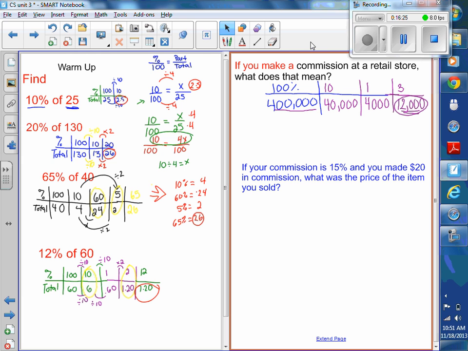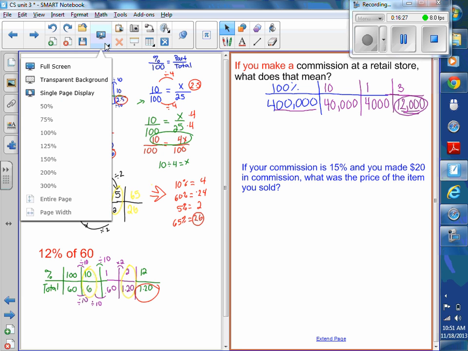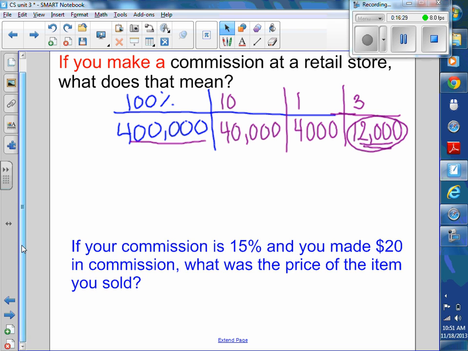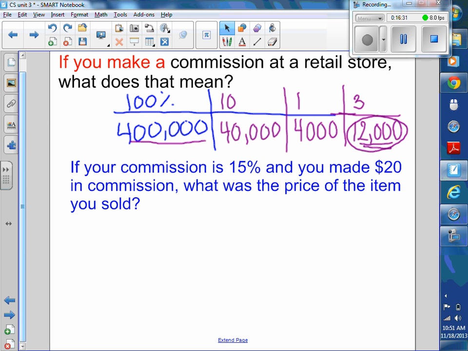So your type of problem, which you guys are going to work out in a minute, comes kind of like this. It says if your commission is 15%, that means whenever you sell something, you get 15% of it. And you made $20 on that commission. So your commission was $20.